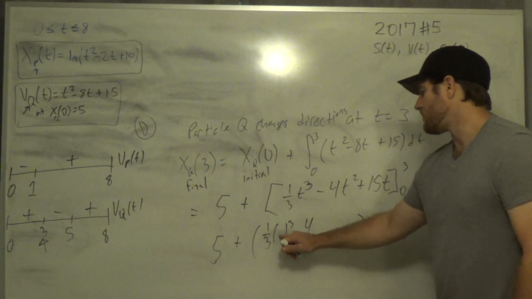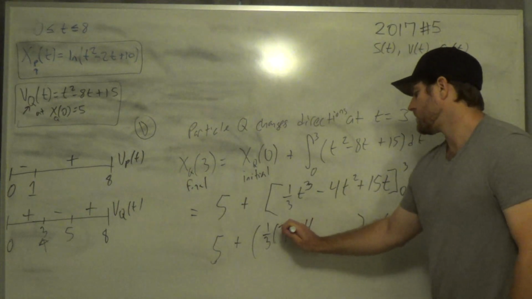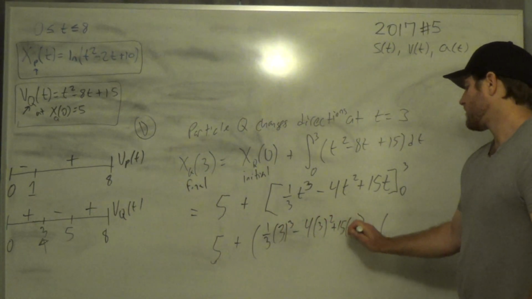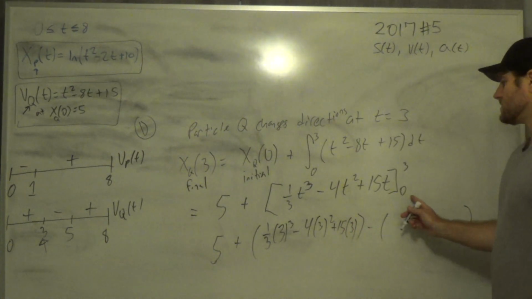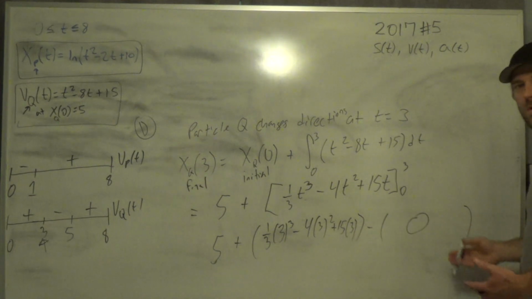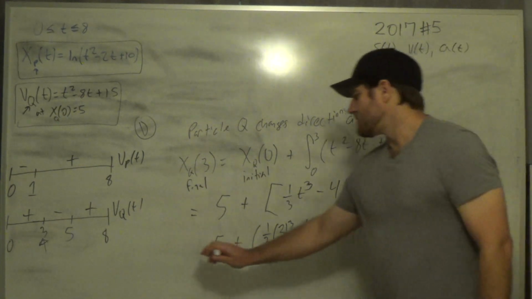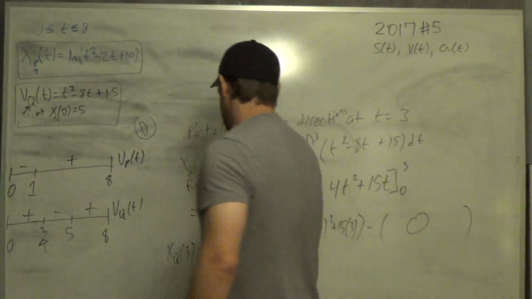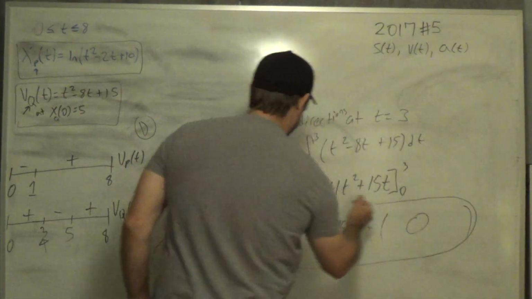Whoops, got to plug in the top one first. I'm plugging in a 3. And then plug in a 0. If you want to plug in a 0 and put a 0, 0, 0, you can, or a giant 0, or even ignore it. It doesn't matter. And the important thing is this is the position of particle Q at time equals 3. No reason to simplify it.